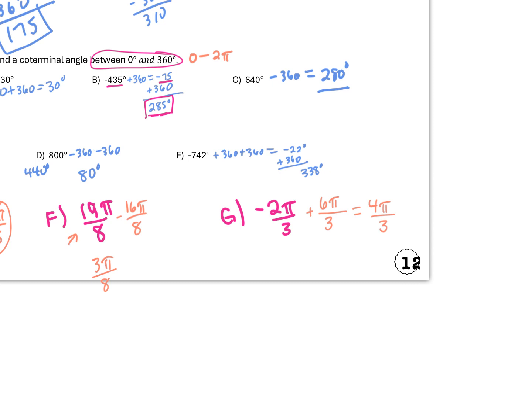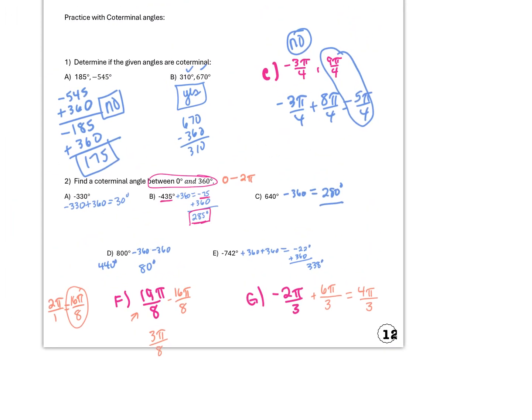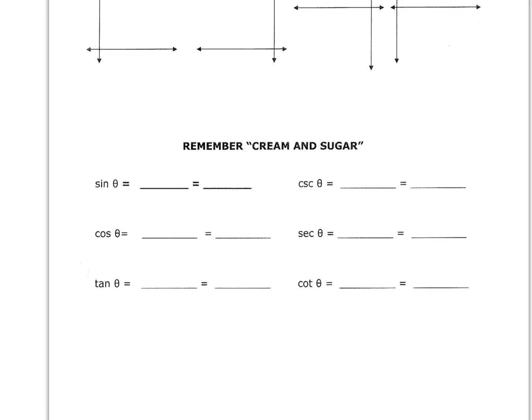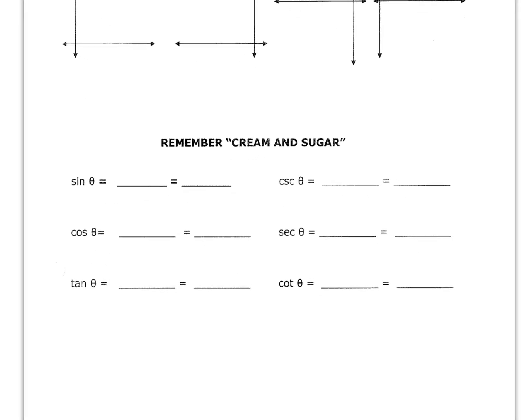Clear as mud, right? Okay, don't make coterminal angles out to be trickier than they are. Add or subtract 360 or 2 pi. That's pretty much it, right? Okay. All right, we have a little bit more we've got to talk about. Hang in there.